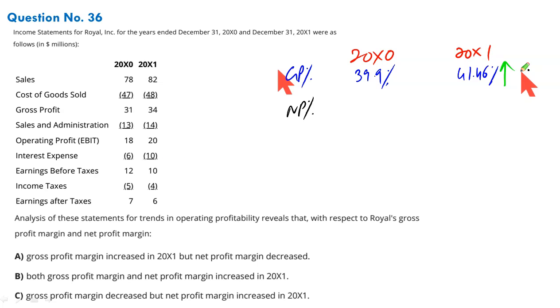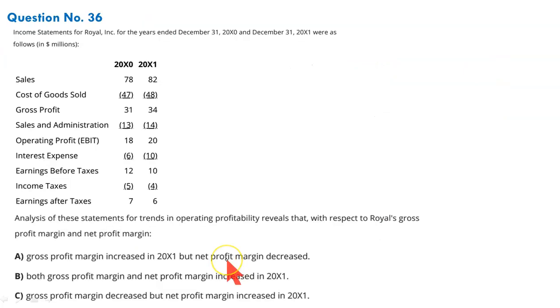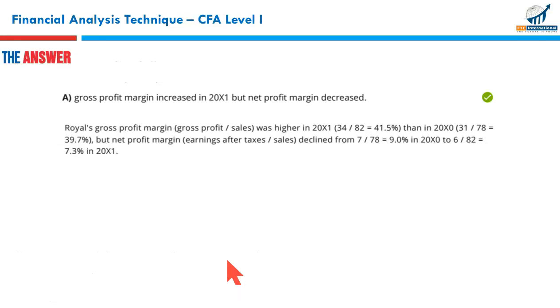Now what about the net profit margin? This is your net profit right here. Earnings after tax 7. 7 by 78 is 8.9%. 6 by 82, it's 7.3%. So you can see the net profit percentage has fallen. So what we can conclude, gross profit percentage has increased, net profit percentage has decreased. Yes, correct. A is the right answer. Gross profit percentage has increased, net profit margin has fallen. That makes A the correct option.